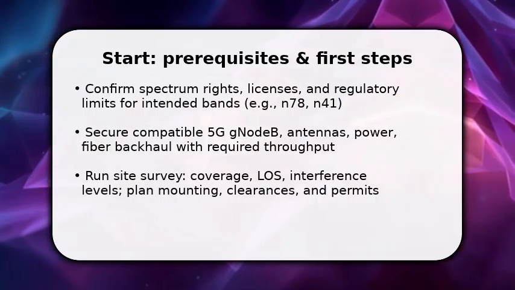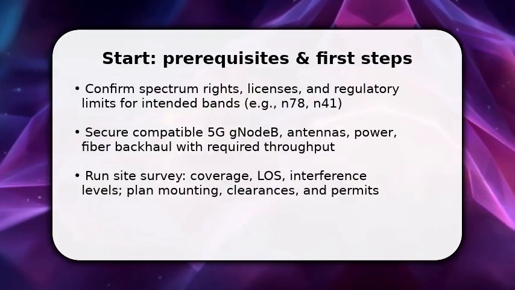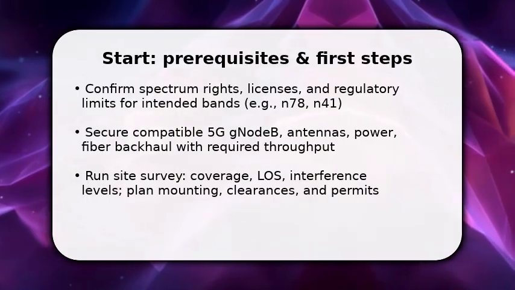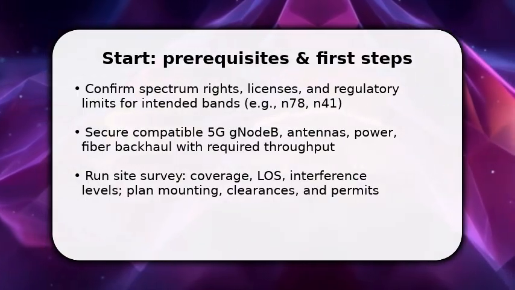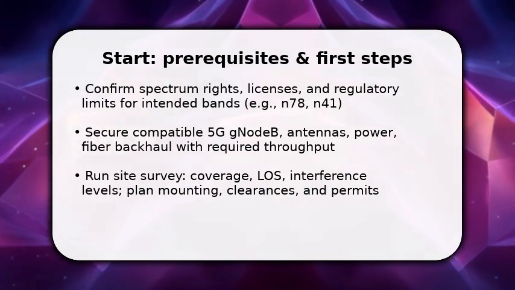Next, stage the gNodeB and antennas in a lab or staging area to verify firmware and power characteristics. Make sure you have installation tools and safety gear. Then transport equipment to the site and prepare fiber termination and grounding before physical mounting.